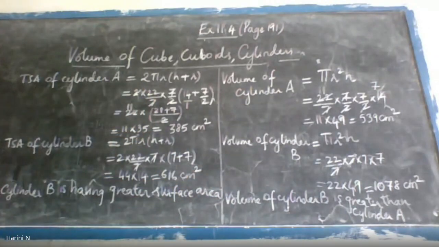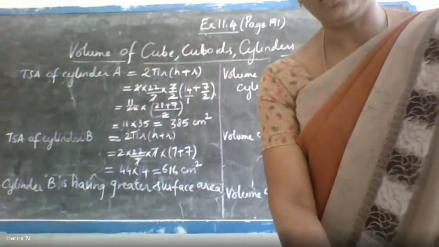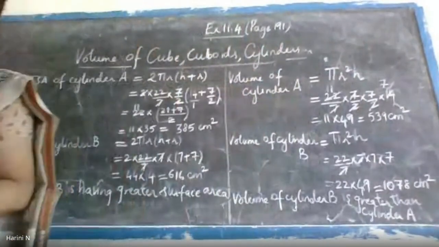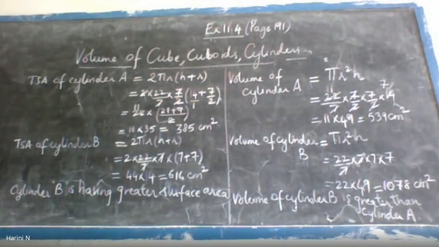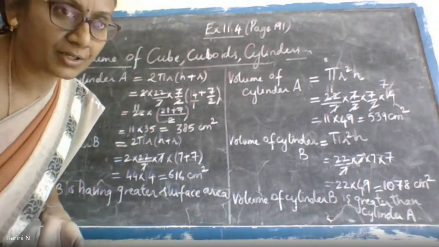Okay, so this much we have to complete. I think I will stop here. Anything is not visible, let me see. I think it's visible now. Okay. So this is how I compare both the volume and the surface area of both cylinders A and B. So I think I will stop my recording here.